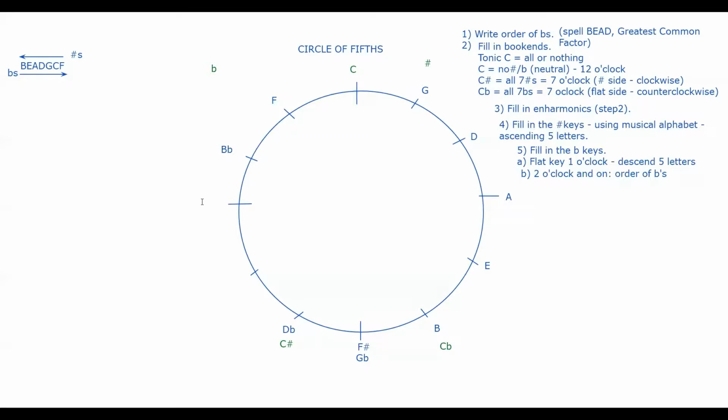Then E. A is next. Great. The rest is already filled in, but I'm just going to go through and double check. Okay, so B, E, A, D flat. Great. G flat already here, and C flat, and I've already filled out my circle.